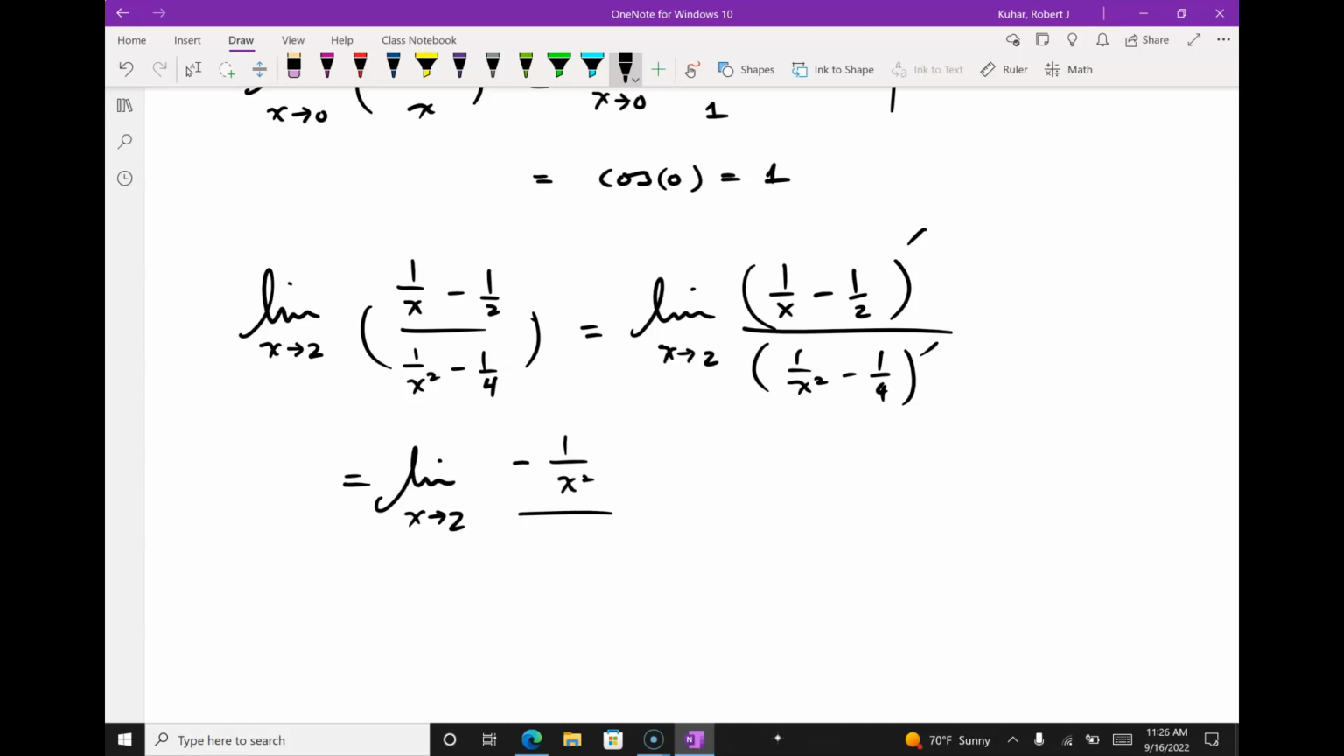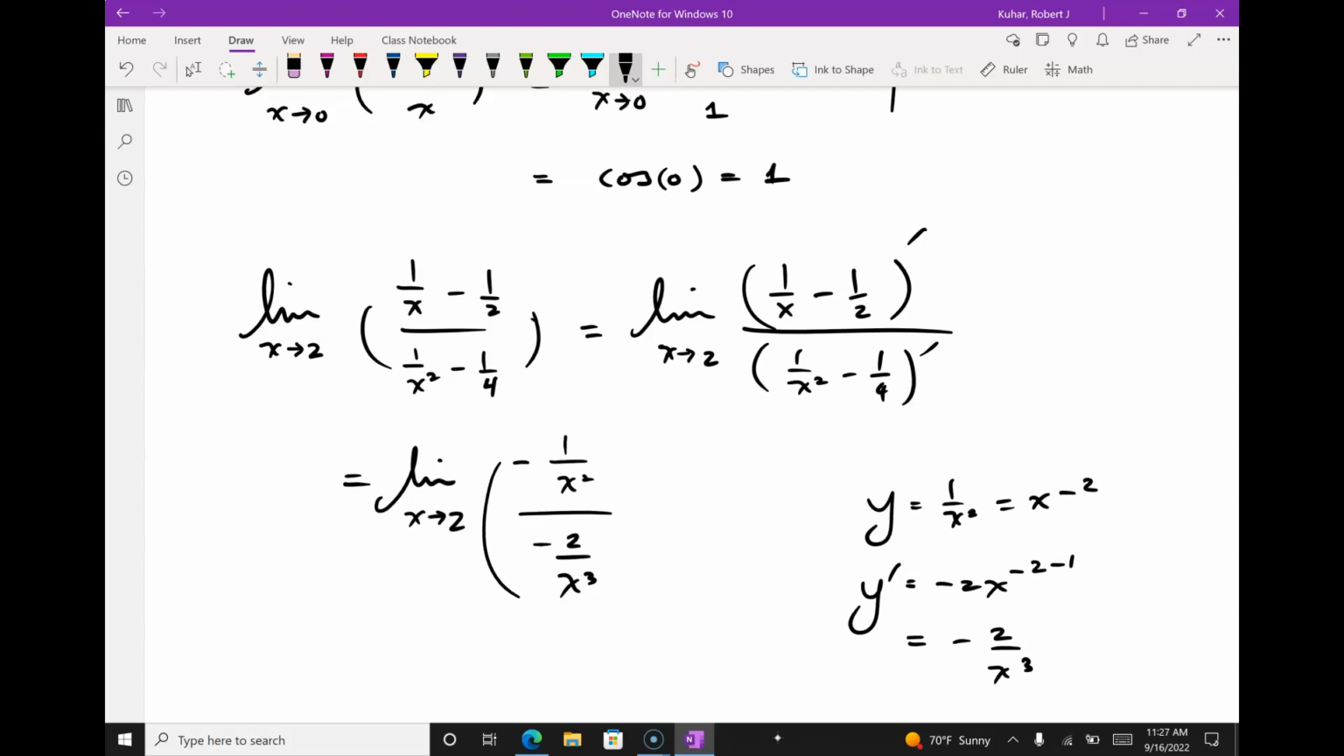What about the downstairs? So look at y equals 1 over x squared, right? That's x to the minus 2. So y prime, power rule, negative 2 times x to the negative 2 minus 1. So negative 2 over x cubed. So these are power rules, right? 1 over x squared is the same as x to the minus 2, yes? Power rule. Bring down the power, so the negative 2 goes in front, and then I subtract 1 from the power. Yes, you with me, Abigail?